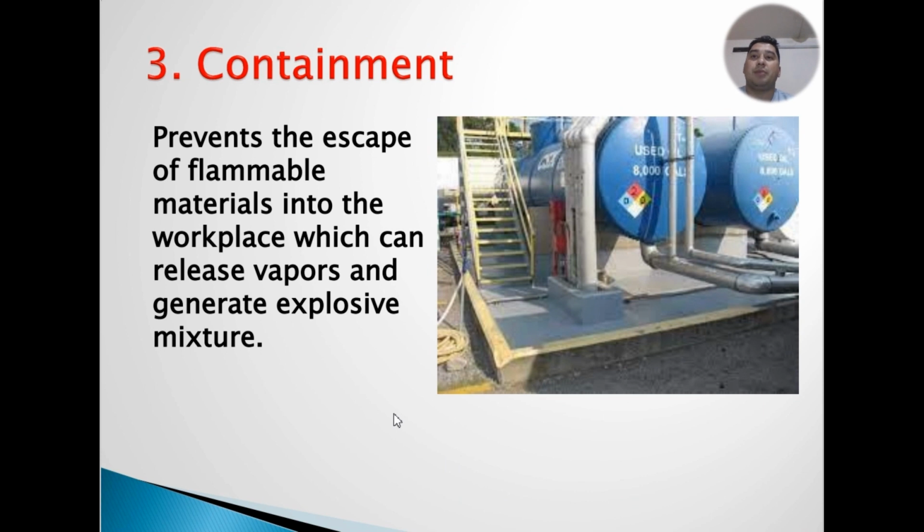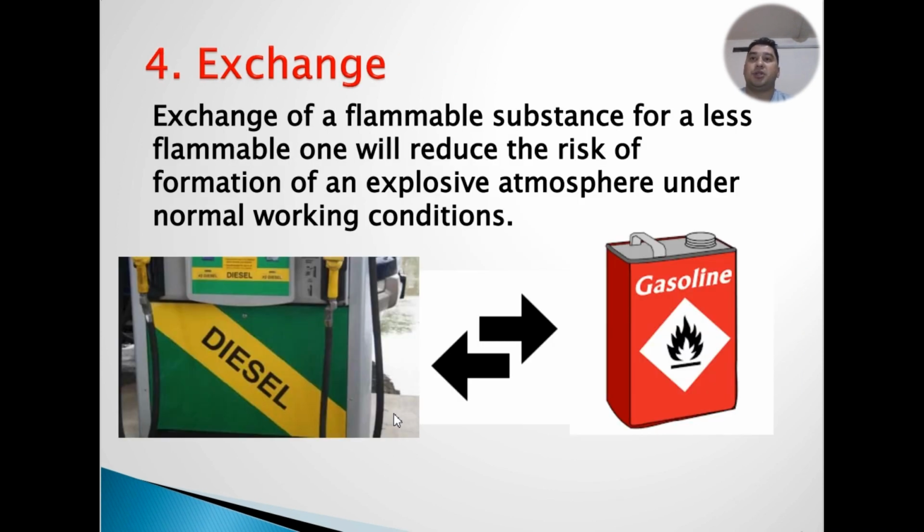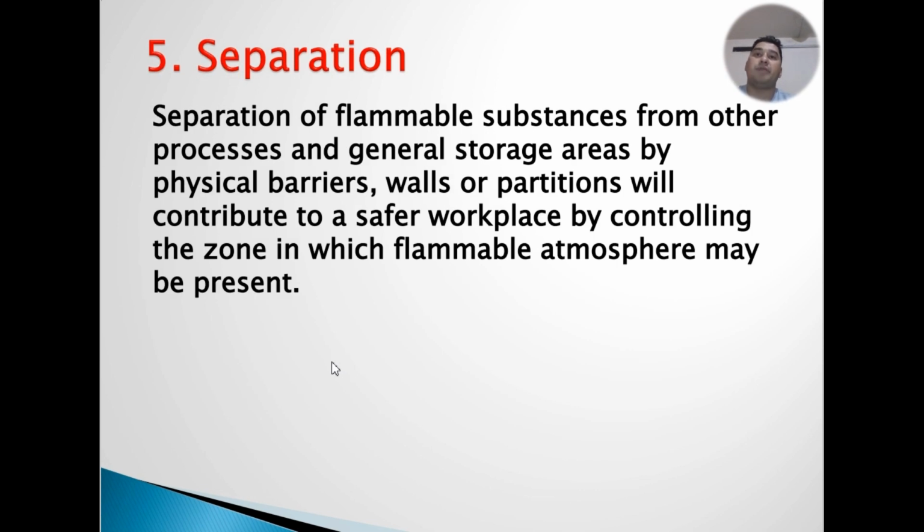Containment. Prevent the escape of flammable materials into the workplace, which can release vapor and generate an explosive mixture. So you can contain. After that, exchange. Exchange of a flammable substance for a less flammable one will reduce the risk of formation of an explosive atmosphere under normal working conditions. So you can replace the diesel with the gasoline. After that, separation of flammable substances from other processes and general storage areas by physical barriers, walls, and partitions contributes to a safer workplace, as does any drainage system controlling the zone where a flammable atmosphere may be present.